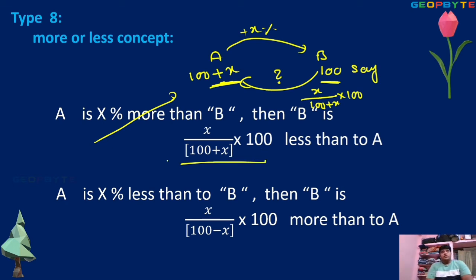Okay, second point. If A is x percent less than B, then B is x by 100 minus x into 100 percent more than A. Okay, more than A. Okay, children, got it? Point here.